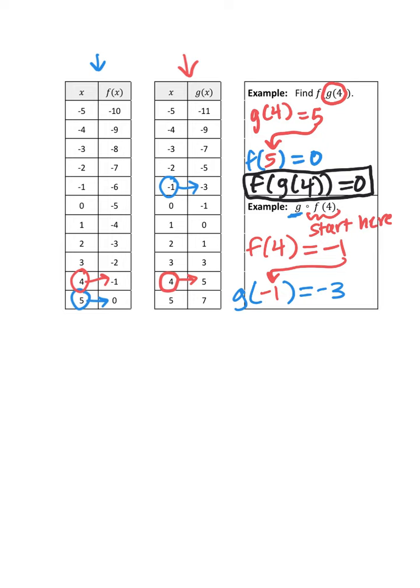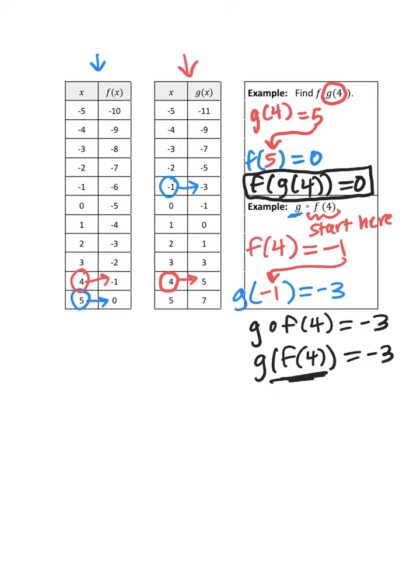So this time, it says g of f of 4, but we could also write it as g of f of 4. I really like writing it in this notation because I can clearly see what the input is because it's on the inside of the parentheses.